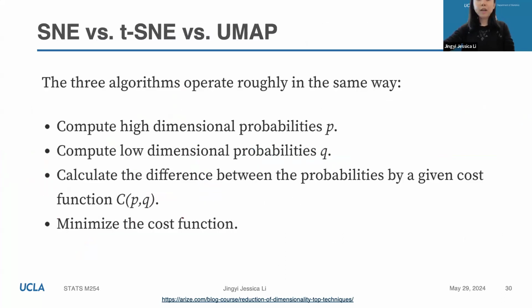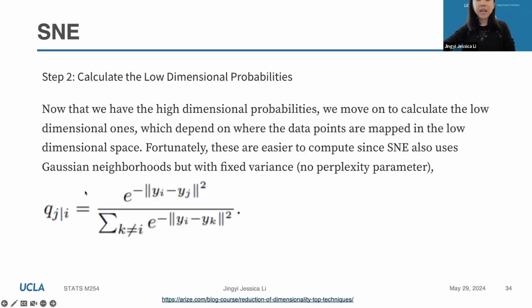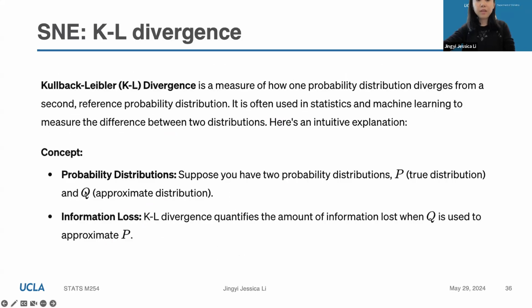But what they both try to do is to preserve the so-called high dimensional probabilities of one data point given the other, right? Try to preserve the same probability in the low dimensional space. And SNE has these asymmetrical probabilities, that is, j given i is not the same as i given j. In t-SNE, this has been changed to symmetric.